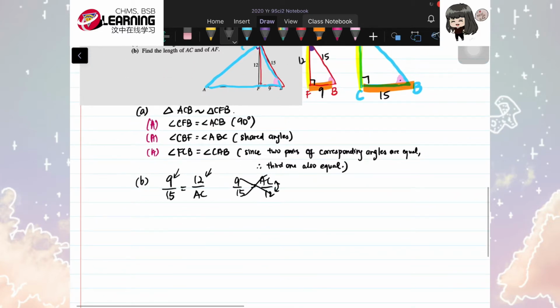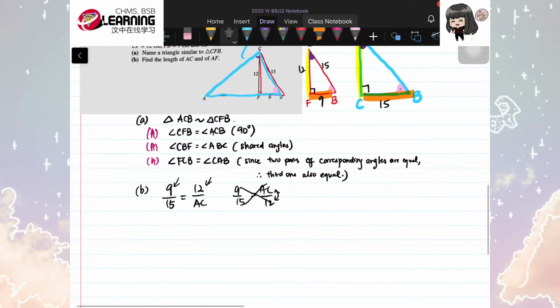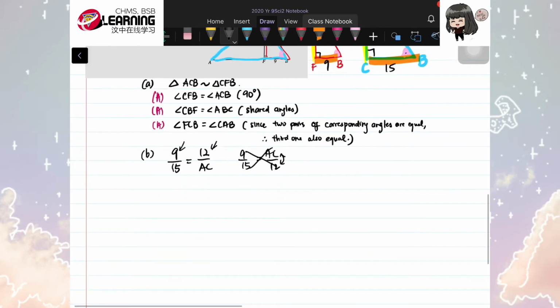Okay, so after we found this, we have compared already, so we can cross multiply and find the answer. So AC equals 15 times 12 over 9. Okay, so after you simplify, you will get 20 centimeters.